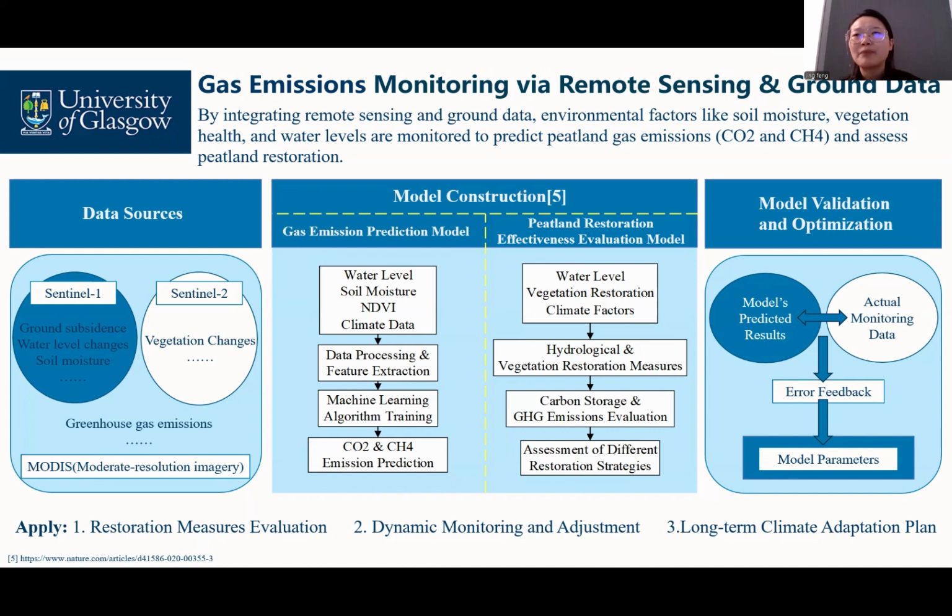This part involves comparing model predictions with actual monitoring data to validate accuracy and reliability, adjusting model parameters based on comparison errors. The model has three main applications. First, restoration measure evaluation, helping guide the selection of the most effective strategy through pre-measurement evaluation. Second, dynamic monitoring and adjustment. The model can be updated with real-time data to optimize peatland restoration strategies.